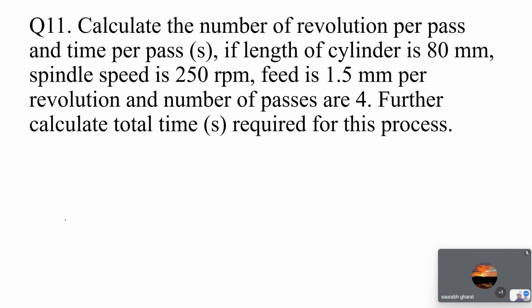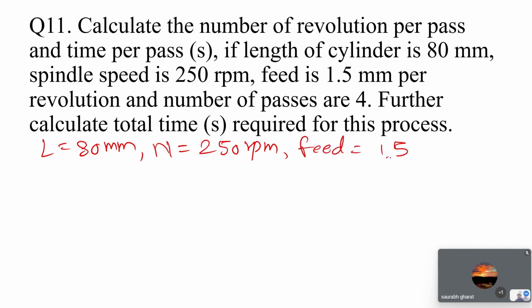So we are going to question number 11. Calculate the number of revolutions per pass and the time. Right now we go with time. Just write down everything that we have. The length of the cylinder is 80 millimeter. The spindle speed N is 250 rpm. The feed is 1.5, and the number of passes is 4. You need to find the number of revolutions per pass. You just need to know the formula.